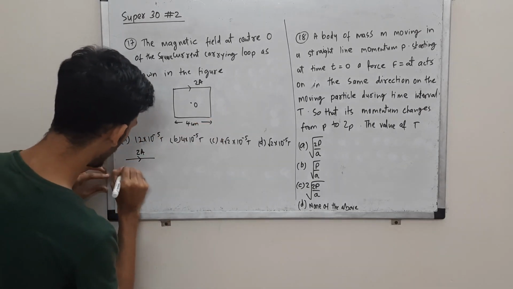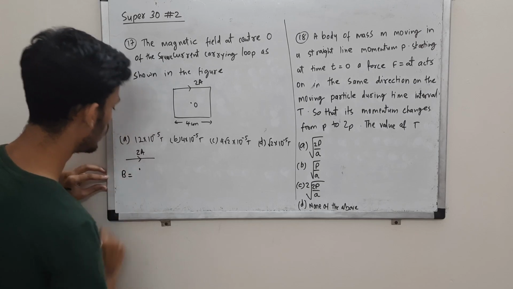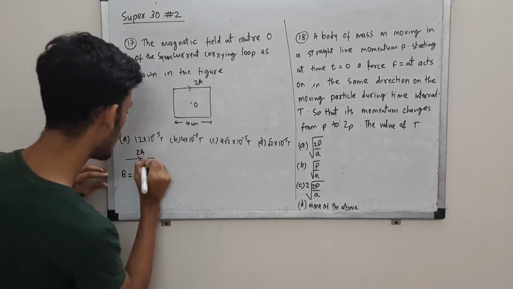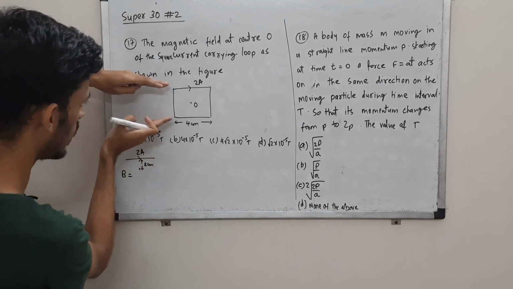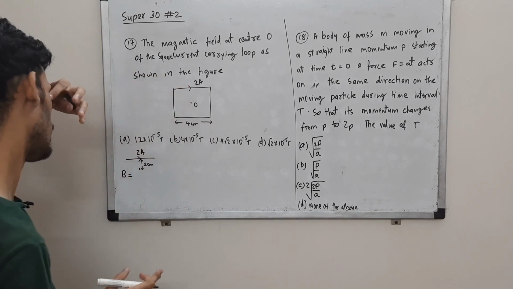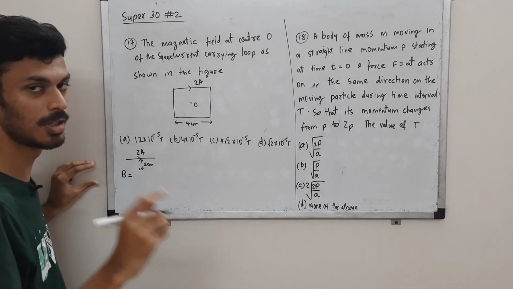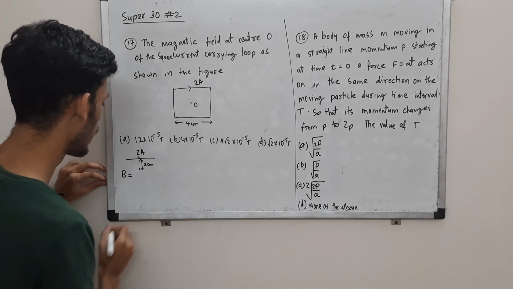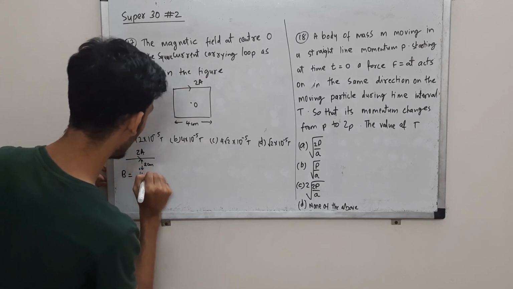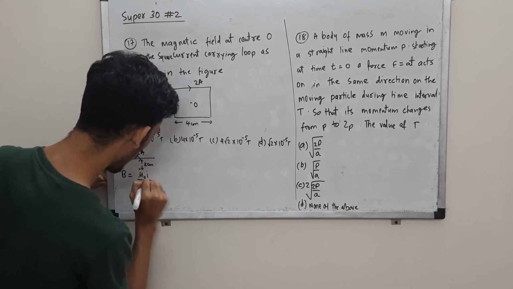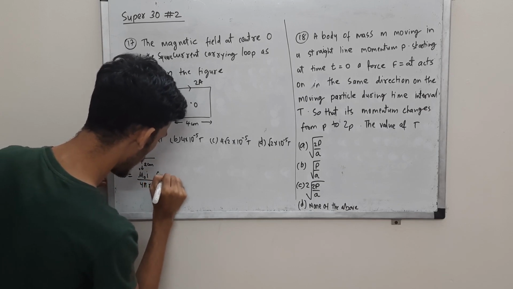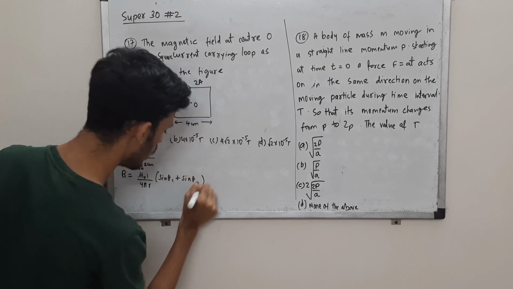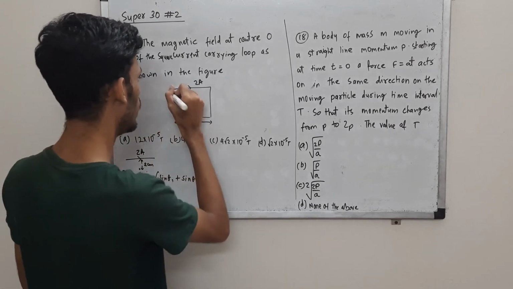For that, the magnetic field at the point O is at a distance of 2 centimeters. Be very careful: this is 4 centimeters, this is 2 centimeters. So while you are substituting r, don't substitute 4. See the perpendicular distance from the current carrying wire. The formula is mu 0 I upon 4 pi r into (sine theta 1 plus sine theta 2). This is the formula for a finitely long wire.